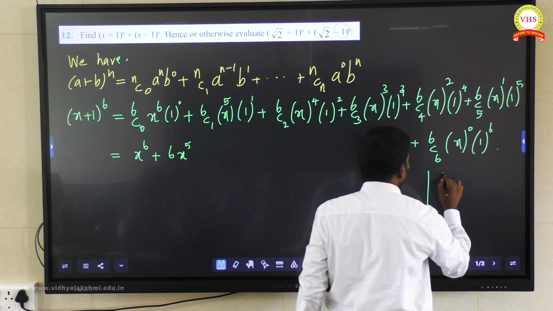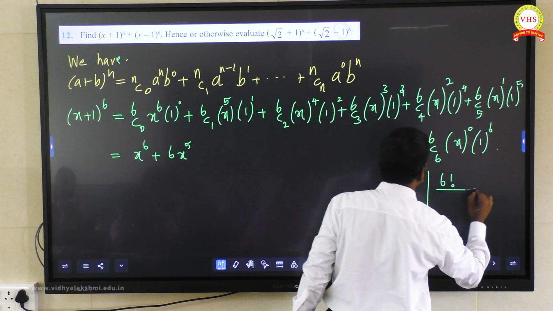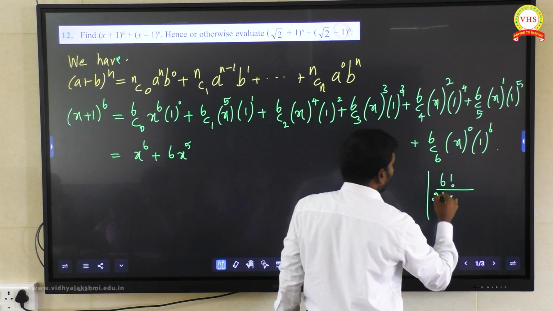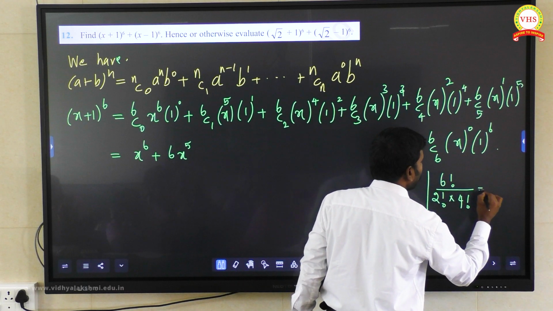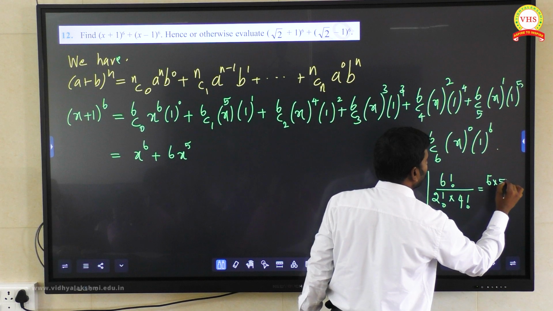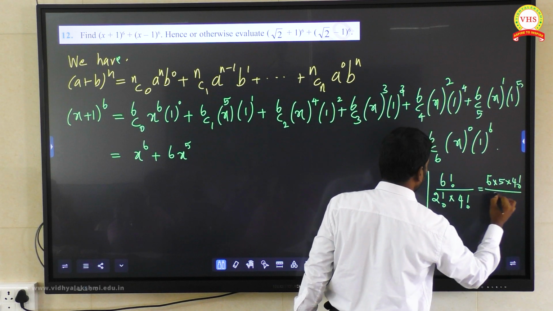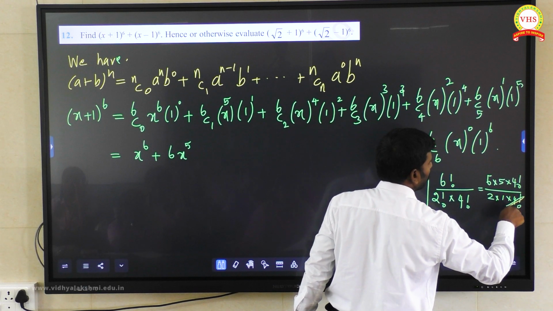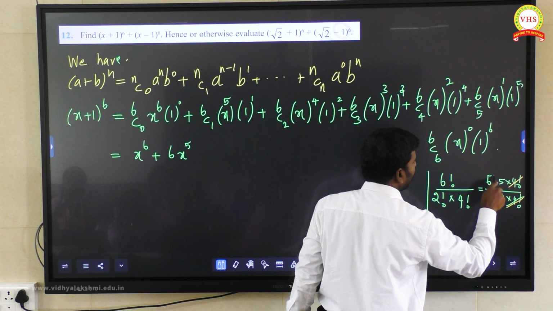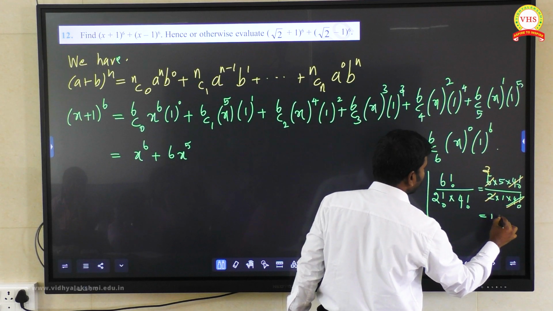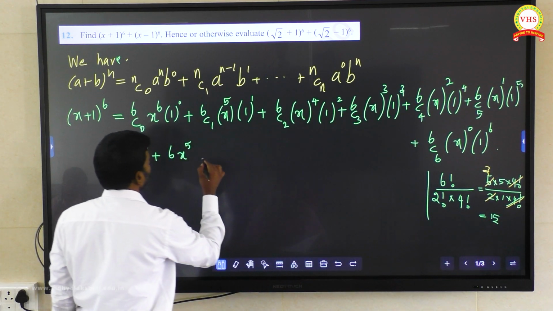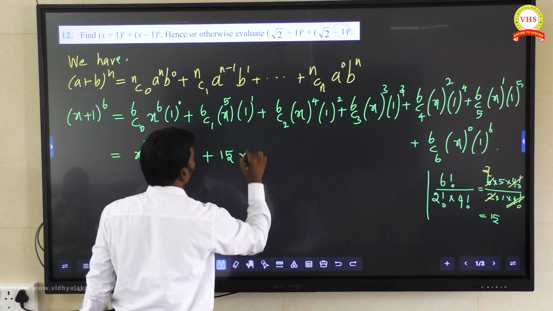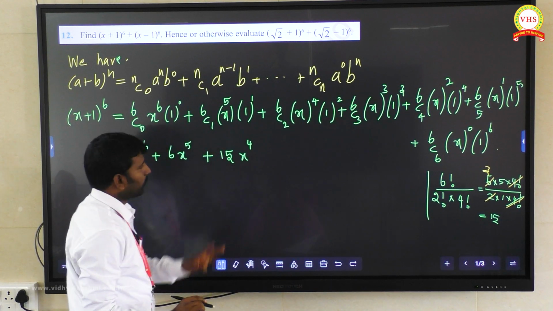6C2. Here we will do 6 factorial divided by 2 factorial multiplied by 6 minus 2, 4 factorial. Simplify this: 6 into 5 into 4 factorial divided by 2 into 1 into 4 factorial. 4 factorial and 4 factorial we can cancel. One time how many times? 3. Then 3 fives are 15. So 6C2 in the sense is 15 x power 4. 1 power 2 you just leave it as it is.